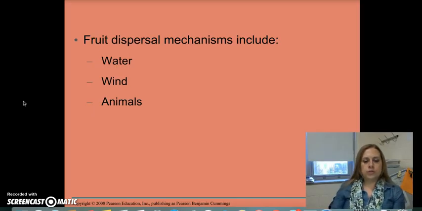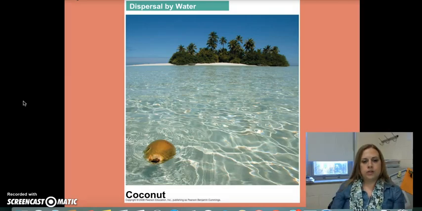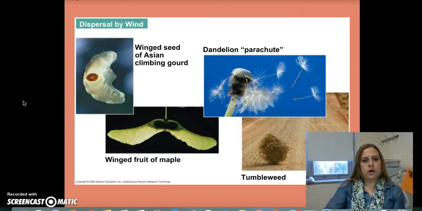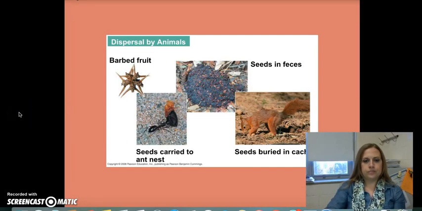Fruit dispersal mechanisms include water, wind, and animals. Here we have a coconut being dispersed by water. These are some of the ways that fruits can be dispersed by wind. You've got the whirlybird or winged fruit of the maple. Here we have the parachute-looking structure on a dandelion or a tumbleweed.